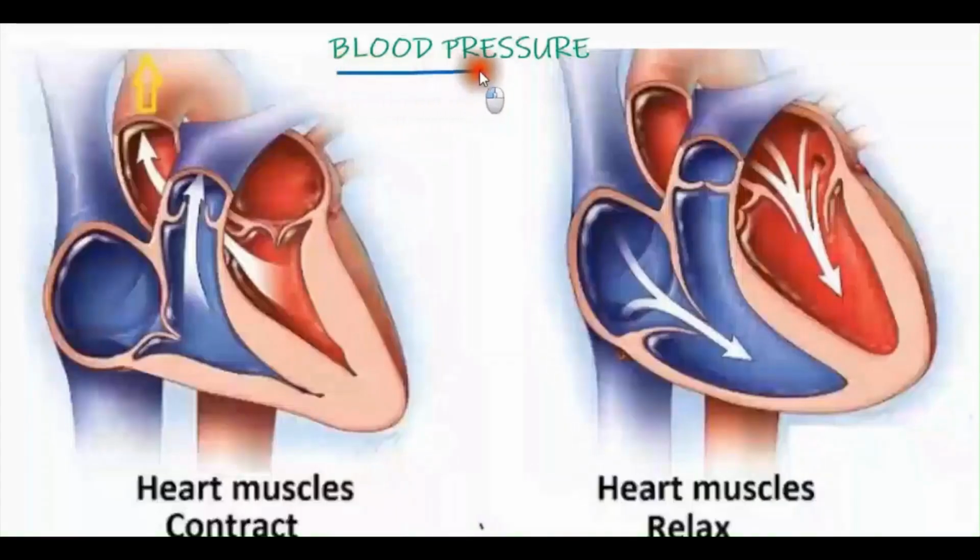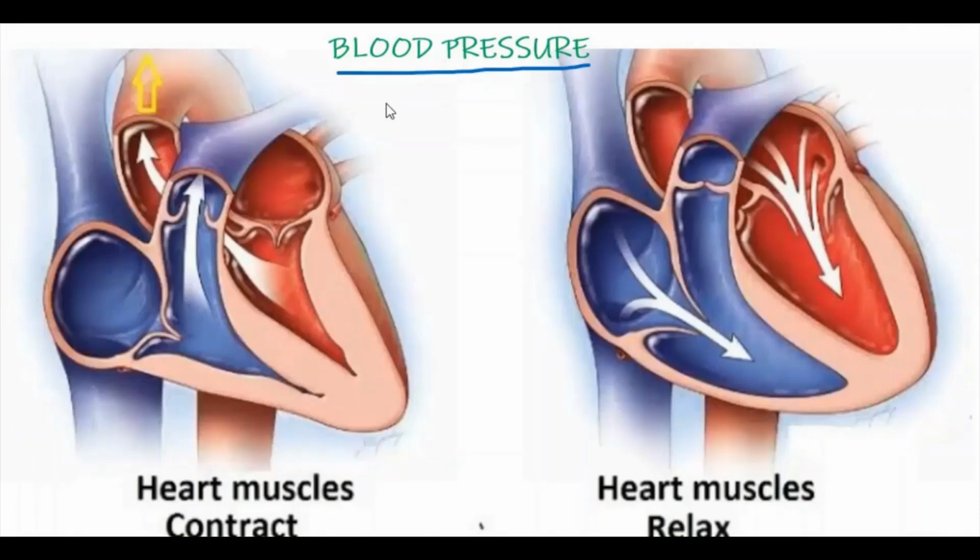Now we are going to discuss blood pressure or BP. First we have to know the definition of blood pressure. Blood pressure is the force exerted during the flow of blood against the lateral walls of arteries. So blood pressure means the force exerted during the flow of blood against the lateral walls of arteries.